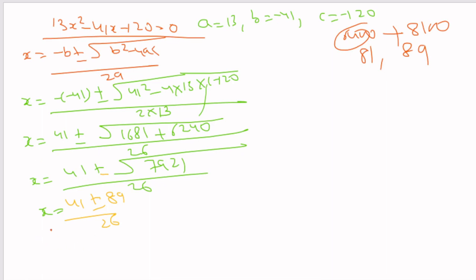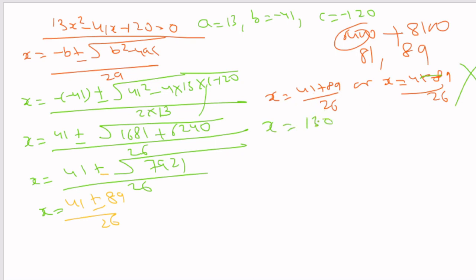Okay, so your answer is either x is equal to 41 plus 89 divided by 26, or x equal to 41 minus 89 divided by 26. By default this will give a negative value, which we should not accept. So x is equal to 41 plus 89, how much will it be? 130 divided by 26, x equal to 5. Now you got x equal to 5.